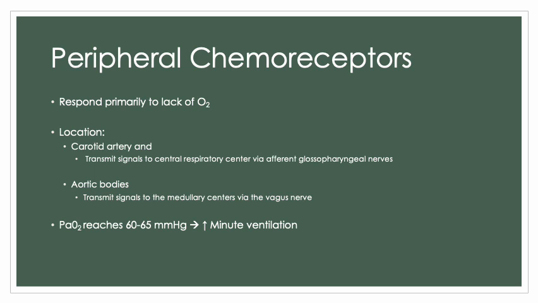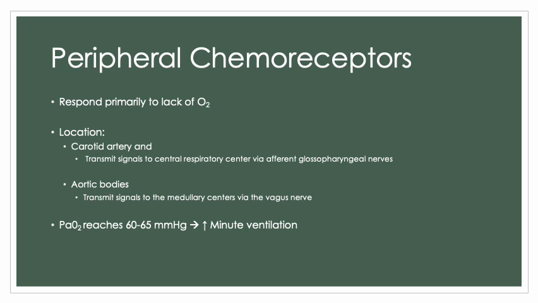Moving on to peripheral chemoreceptors. These receptors predominantly respond to a lack of oxygen, and they're located in the carotid and aortic bodies. Peripheral chemoreceptors in the carotid bodies are located at the bifurcation of the common carotid artery and have predominantly ventilatory effects. Compared to the aortic bodies, the peripheral chemoreceptors located in the aortic bodies are scattered around the aortic arch and its branches and have predominantly circulatory effects. So carbon bodies have predominantly ventilatory effects, and the aortic bodies predominantly circulatory effects.